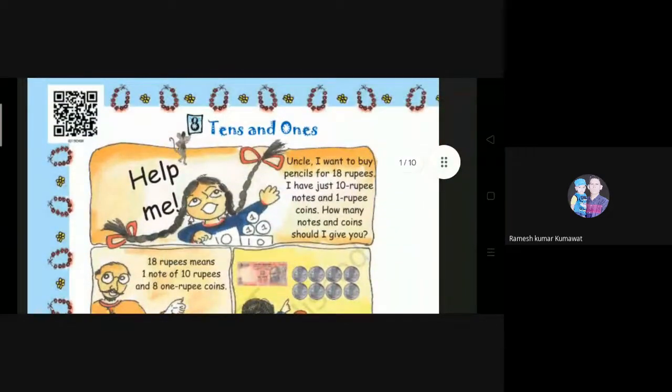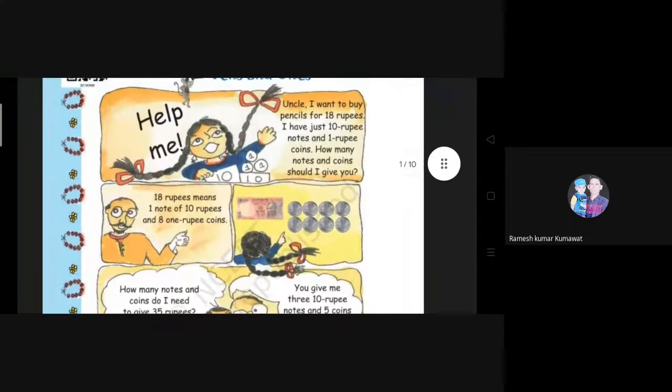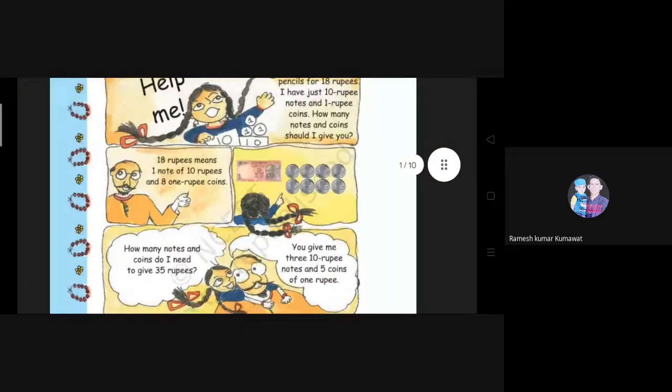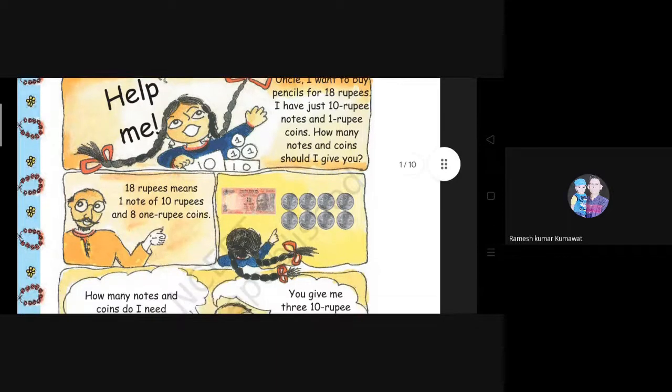So Krish, pay attention. Here is your lesson number 8, 10s and 1s. Okay. See, uncle, I want to buy pencils for 18 rupees. I have just 10 rupee notes and 1 rupee coins. How many notes and coins should I give you? That girl is asking uncle, I want to buy pencils worth 18 rupees, and I have just 10 rupee notes and 1 rupee coins. How many notes and coins should I give?